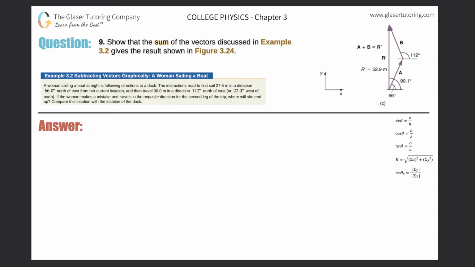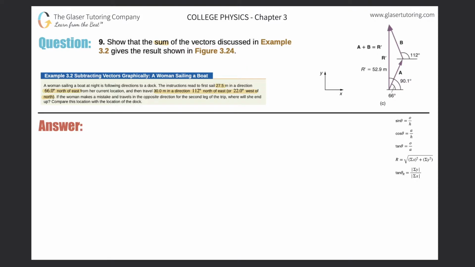All right, so it says that a woman sailing on a boat at night is following directions to the dock. The instructions read first to sail 27.5 meters in a direction 66 degrees north of east from her current location, and then travel 30 meters in a direction 112 degrees north of east, aka 22 degrees west of north. Then if she makes a mistake and goes the opposite direction, where will she end up? But they really want us to just take into account the information before she makes the mistake, meaning where's the dock?